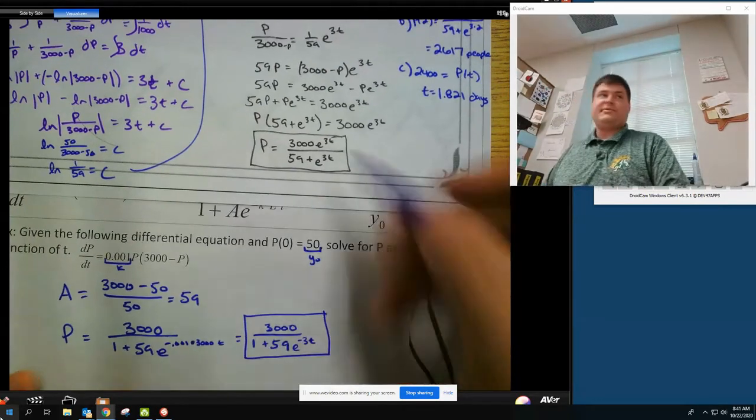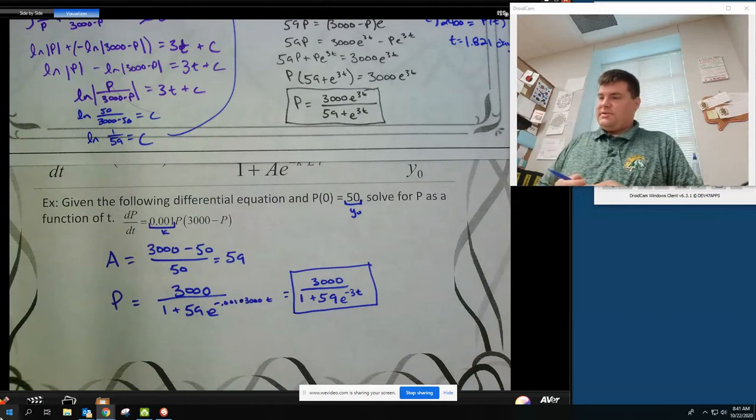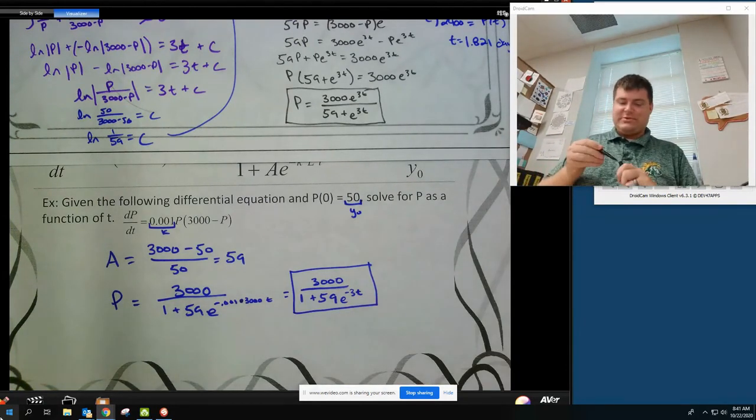AP accepts both those answers, FYI. So there you go. There is your logistic growth day 2. So now you know how to solve for them. So exciting.